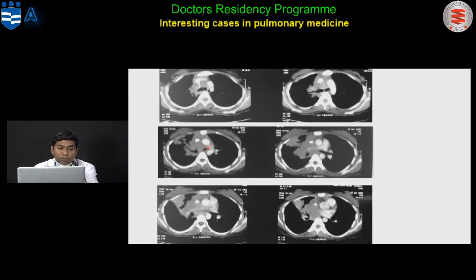Again you can see that the mass is also surrounding the aorta, and here this is the main pulmonary artery, and this is the right pulmonary artery, and this is the left pulmonary artery. The right pulmonary artery is entirely compressed by the mass lesion, and you can see that this lesion is also extending into the lung. Actually, the middle lobe is also involved.